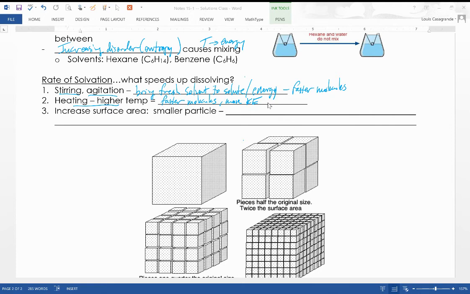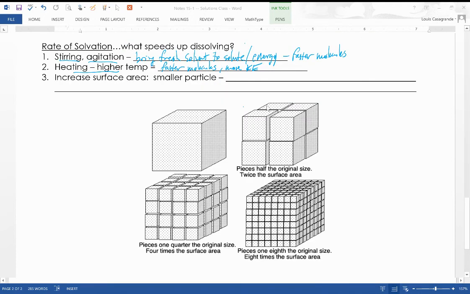And then finally, one thing we're going to think about is the surface area of the particles. So here we have a sugar lump. And it doesn't look like a lump, does it? In the sugar lump, the water molecules are trying to get inside, but they can only attack those six sides that are available to us. If we cut the pieces in half in each direction, we're going to get twice the surface area.